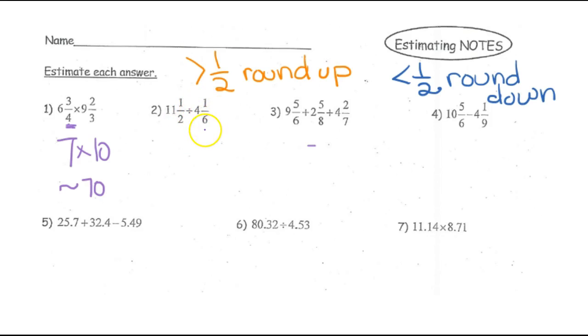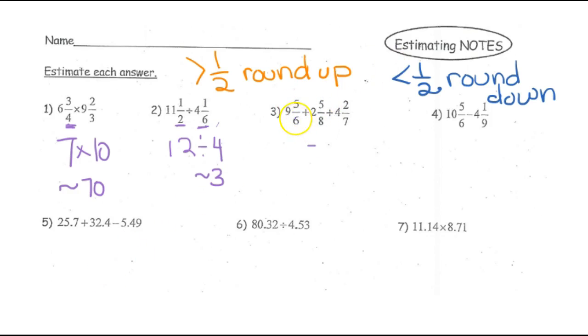So number 2 on your sheet, 11 1/2 divided by 4 1/6. Now this is 1/2 here. I'm actually going to round this up because as I look over here, I'm going to round this number down, and I want to try to get my estimate as close as possible. So 11 1/2 is going to round up to 12, and I'm going to divide by 4 because I'm going to round the 1/6 down.